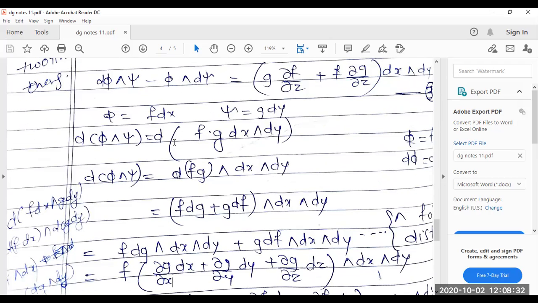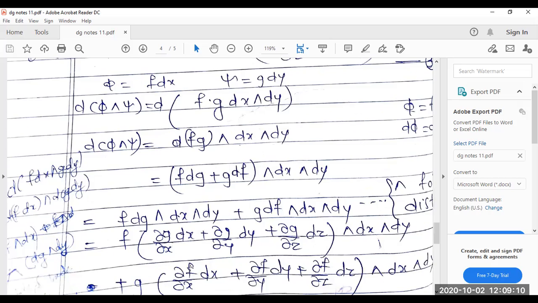So what are phi and psi? We have already, it is nothing but f dx, g dy. f and g are real valued functions, we can take them outside. So fg dx wedge dy. Now if you want to perform the exterior derivative of this term, you have to perform d(fg) wedge product with dx wedge product with dy. So what is this term d(fg)? With the first property we have just proved, this is nothing but f dg plus g df. Again you have to write down the expression for dg and df. After writing this, you will get dx wedge dy.